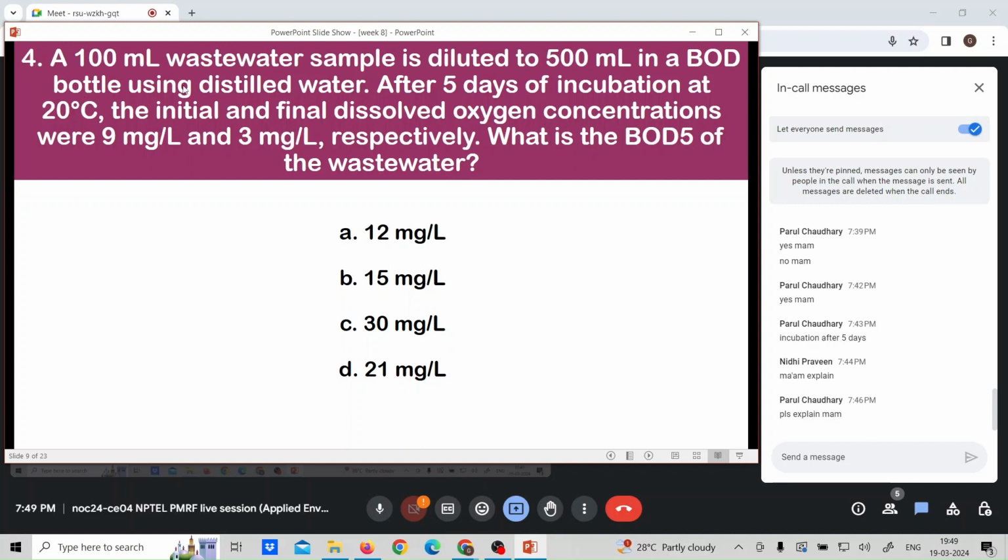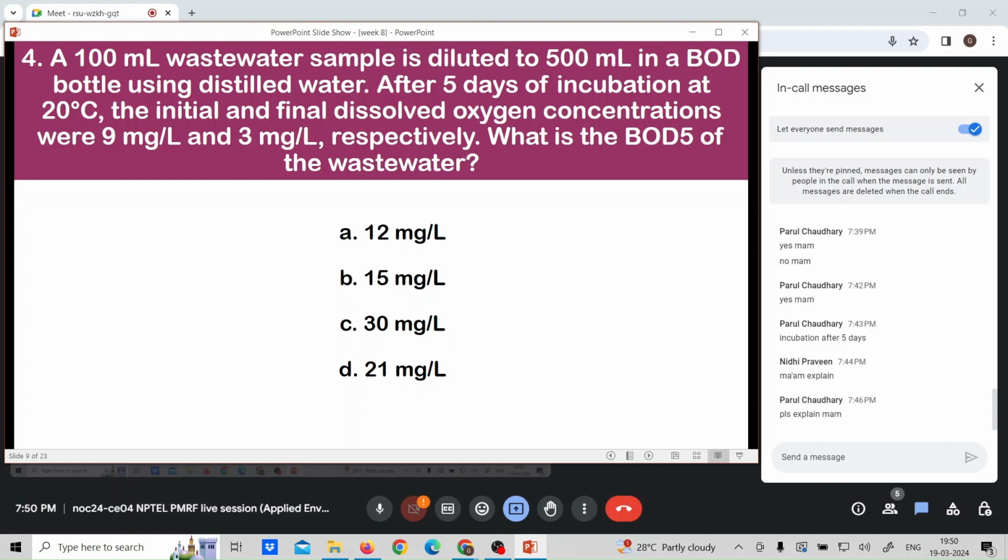You will allow that bottle, you have to tighten up the bottle very well such that there is no air going inside the bottle. Leave it for 5 days aside. After 5 days you come again and do the same titration procedure and check the dissolved oxygen concentration after 5 days. So that is around 3 milligram per liter.